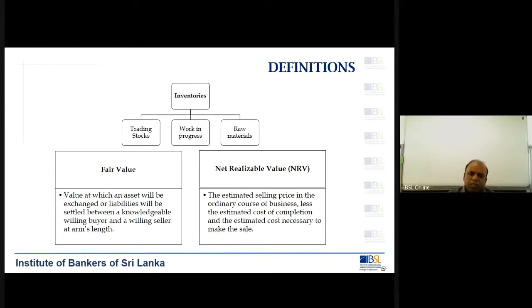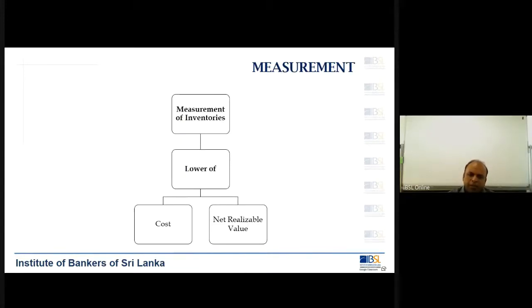But as far as the accounting standard is concerned, we consider the lower of these two amounts. Why is it considered to be lower? Because when you take a higher value, you are going to overstate your stock value. When you overstate your stock value, your balance sheet will get enhanced, which is not advisable. So the best practice is to consider the lower of either the cost or the net realizable value.